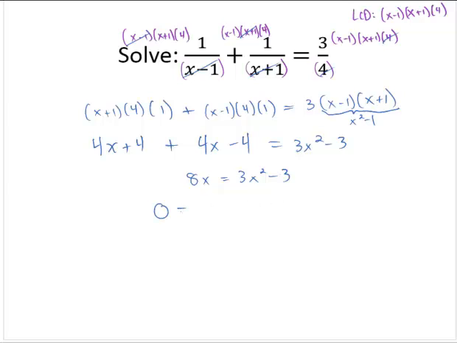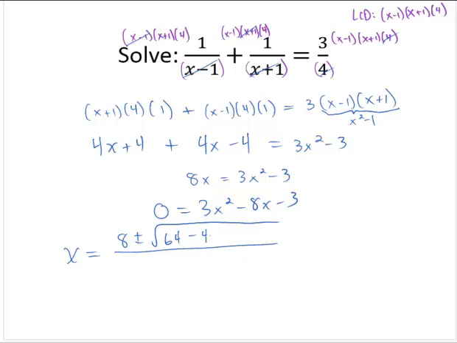Getting this to 0, I would have 0 equals 3x squared minus 8x minus 3. So now I see that this factors, or you could use the quadratic formula at this point. Just for practice, let's use the quadratic formula. So x would equal the opposite of b, so that's 8, plus or minus the square root of negative 8 squared, which is 64, minus 4 times 3 times negative 3, over 2 times a, so that's a 6 in the denominator. So that's 8 plus or minus the square root of 64 plus 36, over 6.